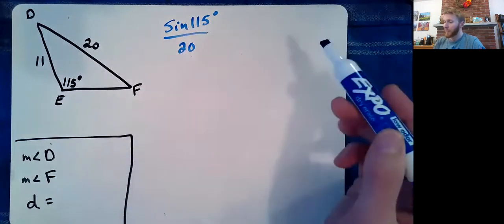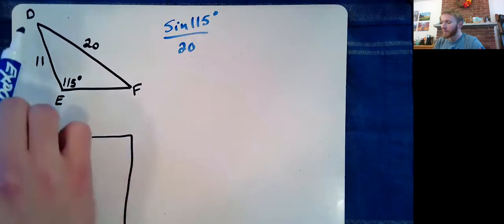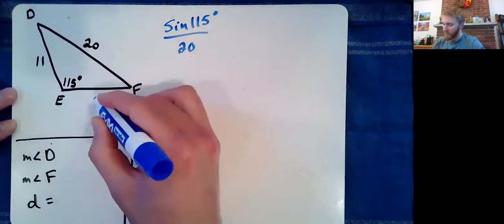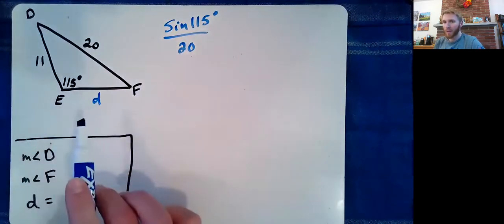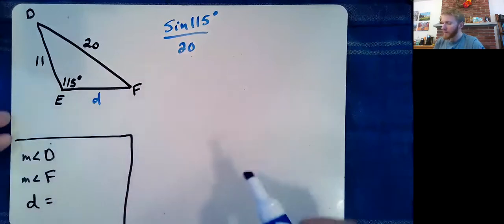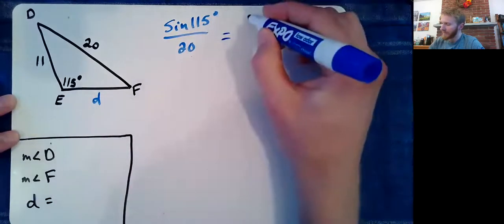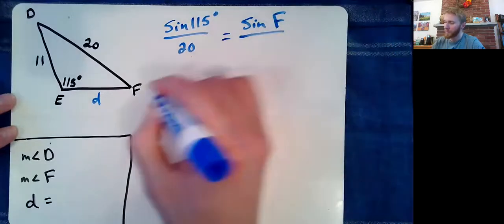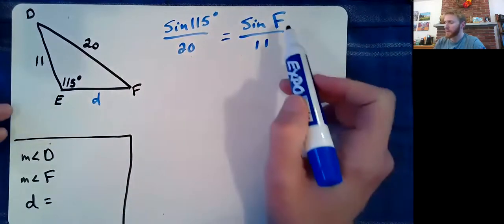Now I want to set up another ratio using another side and angle. In this case, I know nothing about angle D or side D. Remember, side D is opposite of angle D. So I can't use that because that's two unknowns, an unknown angle and side. But I know side F, so I want to set up the ratio with F. So I'm going to say sine of angle F over the side opposite it, which is 11.